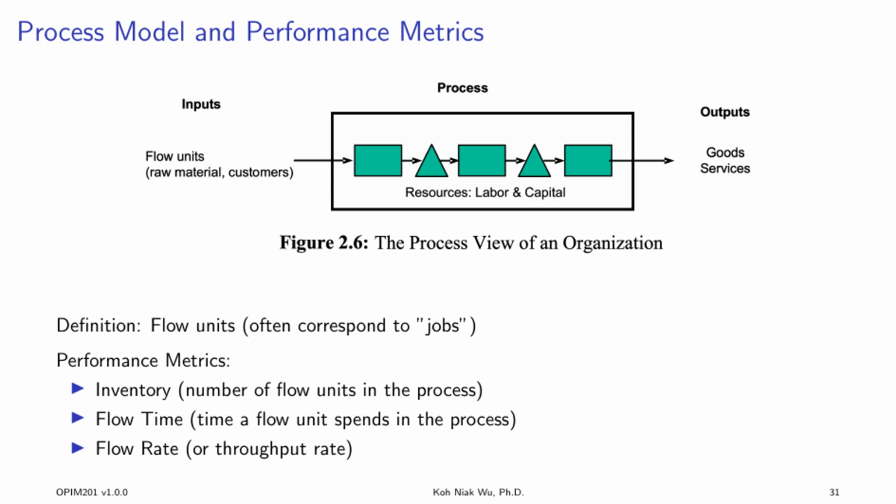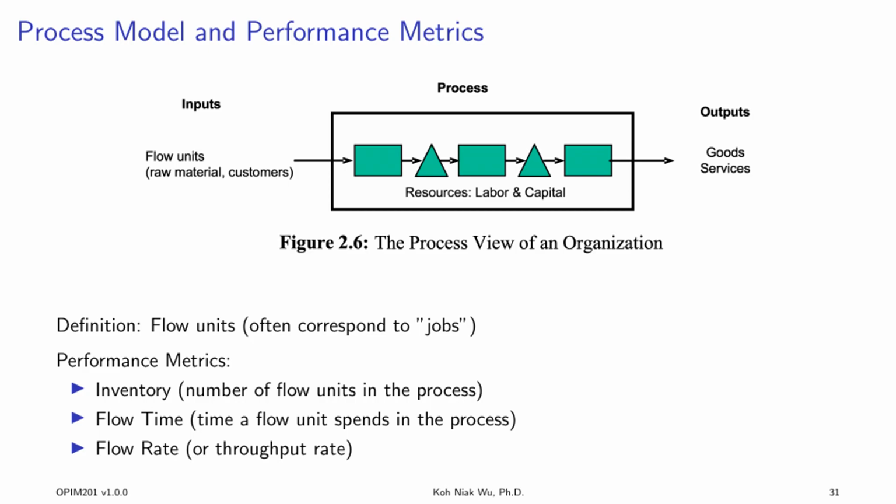Once the transformation is complete, we reach the outputs. These are the final products or services that the organization delivers to its customers. To assess how well this entire system operates, we rely on specific performance metrics. First, we look at inventory, which tells us how many flow units are currently in the process. A high inventory level can signal inefficiencies, suggesting that the system may be overloaded.